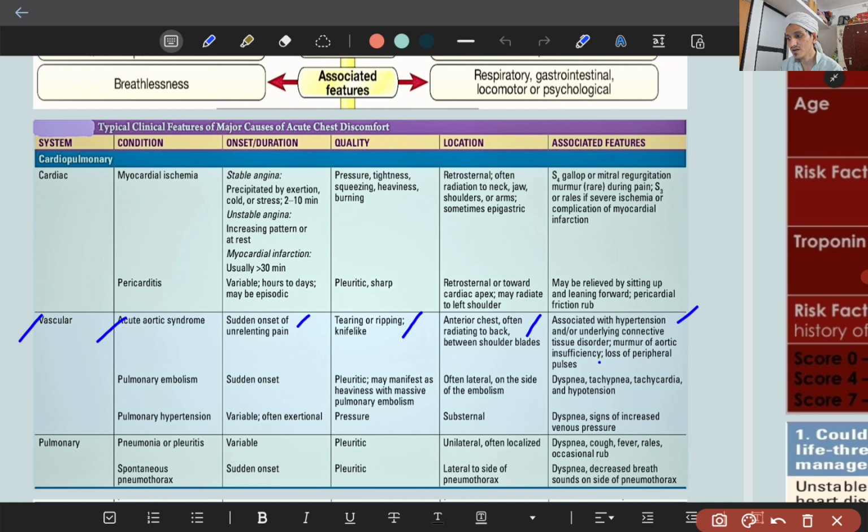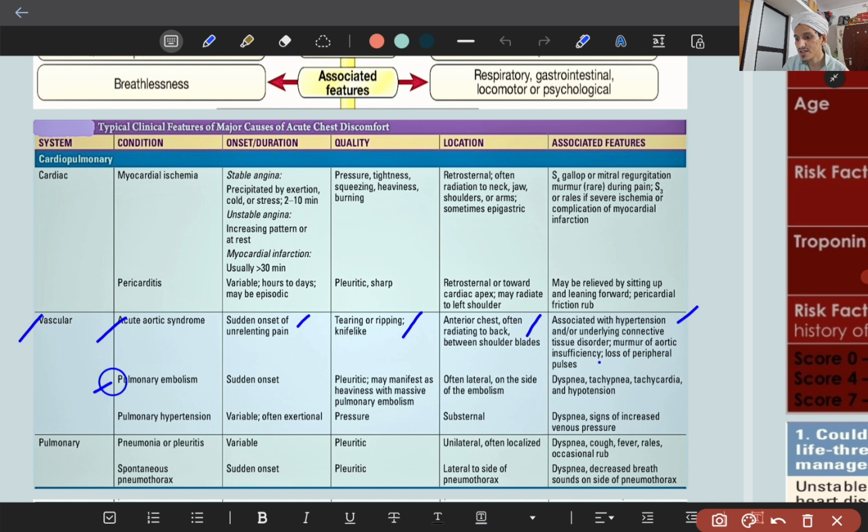So there will be loss of peripheral pulses, and if you measure the BP in the right arm and left arm, there will be a difference of 20 mm Hg. Normally it is less than 10 to 20 mm Hg. It will be more than 10 mm Hg in aortic dissection. And one more point is, there will be neurological features associated with aortic dissection. Some weakness, hemiparesis, paraparesis like features will be there. So one is aorta. Second is pulmonary artery.